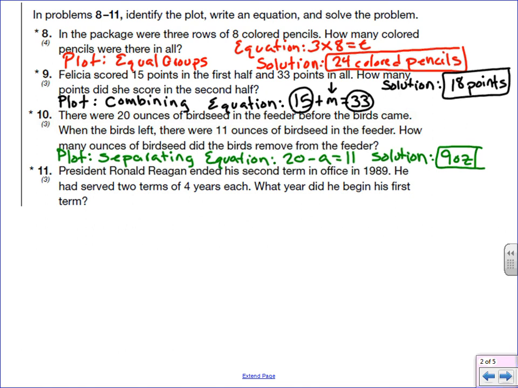President Ronald Reagan ended his second term in office in 1989. He had served 2 terms of 4 years each. What year did he begin his first term? So there's 2 parts to this. The first one is to figure out how many years he served, and that one's an equal groups plot.